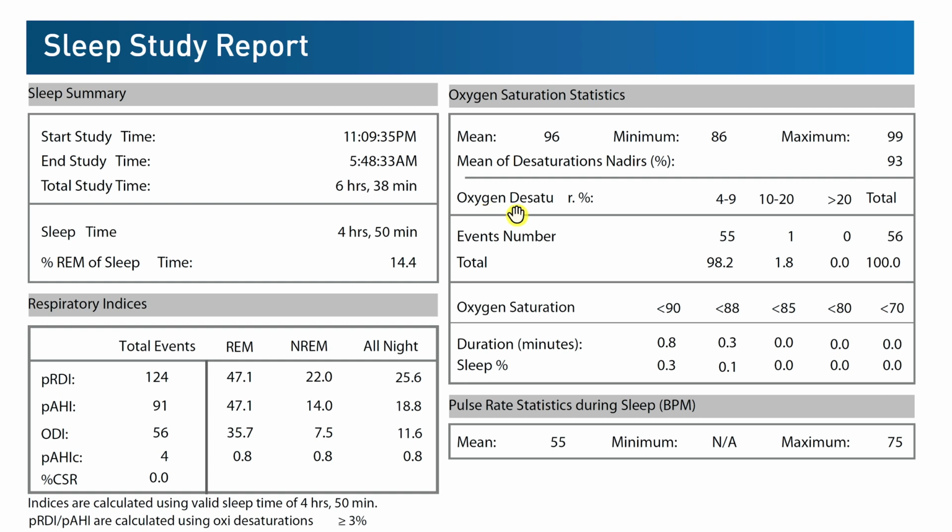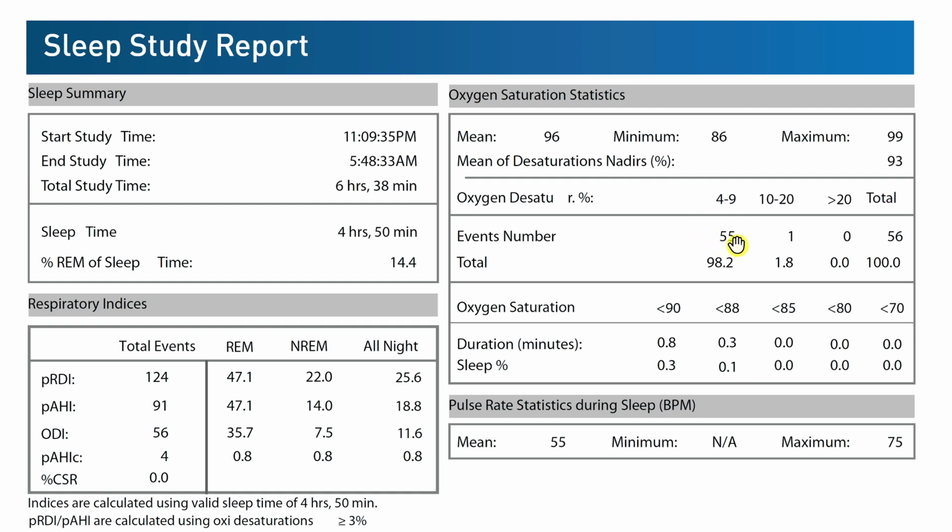Okay, here, oxygen desaturation percent. So this is saying, well, how low were the oxygen desaturations? The lower the oxygen desaturations, obviously the worse it is, right? Because we need oxygen. So if we're having lots of large dips, that can start to suggest a more significant problem. So if we look here, events number, again, we have 55.